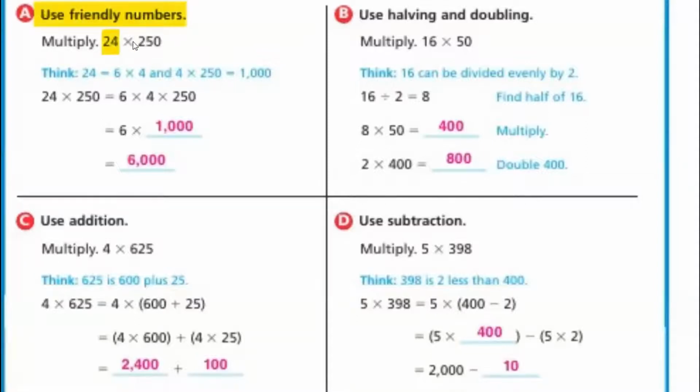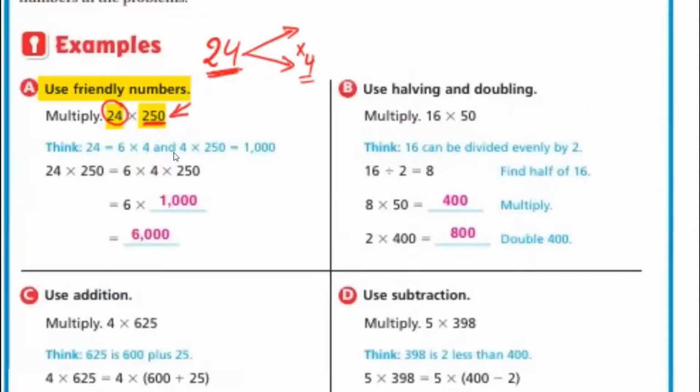Okay, 24 multiplied by 250. Okay, in this case, we don't have friendly numbers, right? But the friendly number for 250 is 4. So how can we get 4 from 24? Okay, let's think about it. 24, what multiplied by 4? Because 4 is friend to 250. So what number multiplied by 4 to get 24? 4 multiplied by 6. So let's multiply 4 by 6 here.